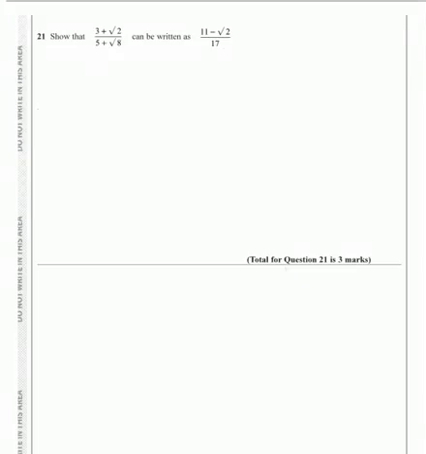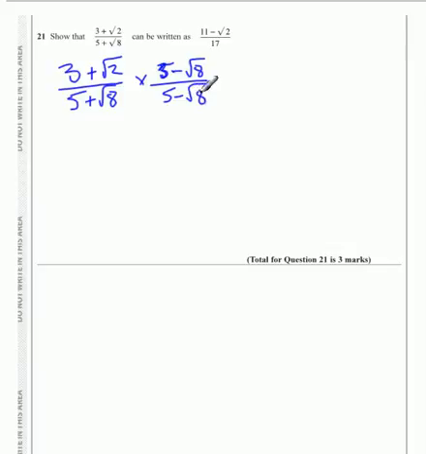Right, question 21. We are rationalizing the denominator of this fraction. So that means getting rid of the square root here. The way we do that is by multiplying by another fraction that is going to cancel out this third. And the one we pick is similar to this, except we change it to a minus there. And we'll see what happens when we multiply this out.